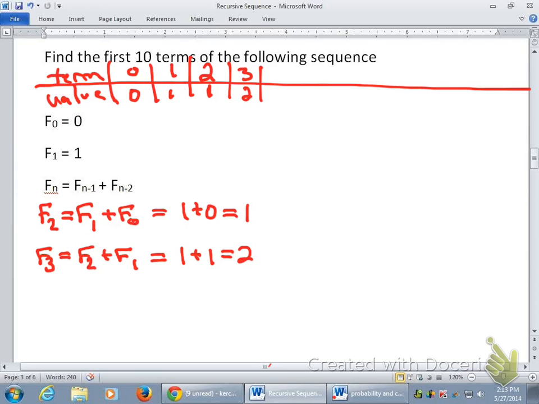Now, in order to find f sub 4, I'm going to do f sub 3 plus f sub 2. And in my chart, that's 2 plus 1, which gives me a 3. Right?